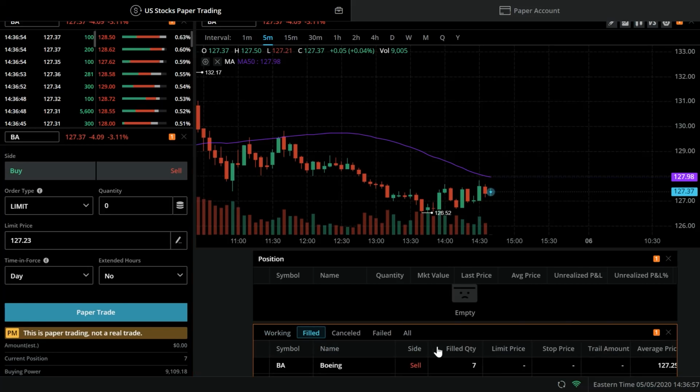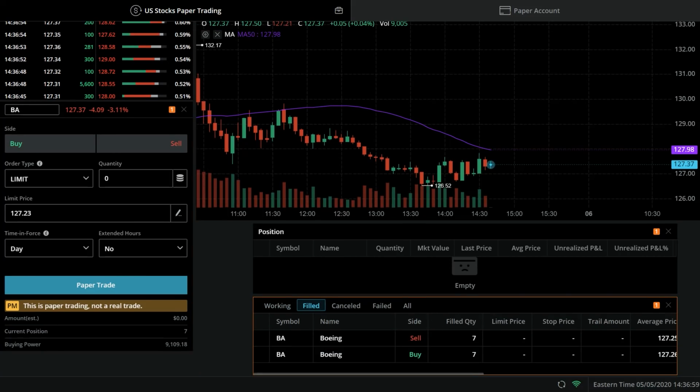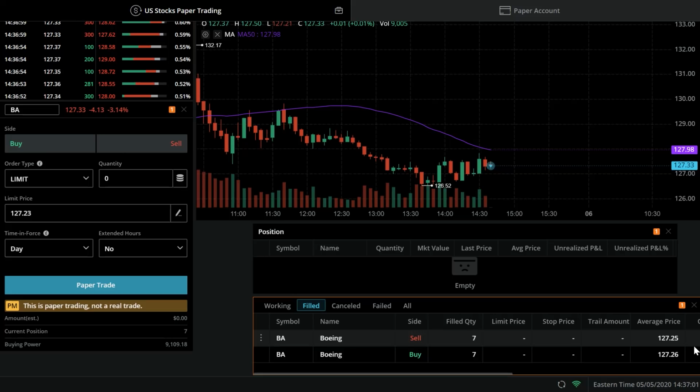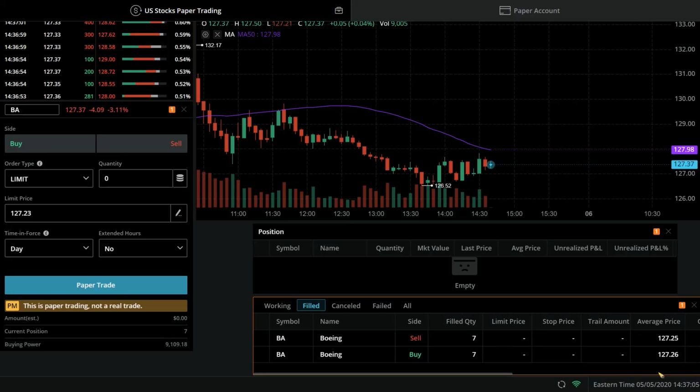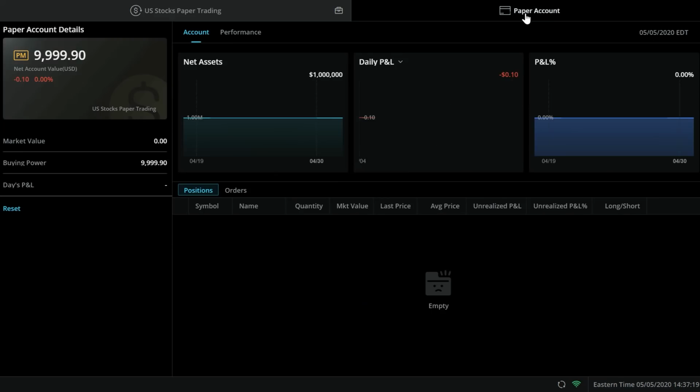So you look down here and you can go through the details and you can see that as far as this was concerned, did I actually take a little loss on that? I did. I lost 1 penny per share. So I bought at 127.26, and then I sold right there for 127.25. So I lost a penny per share. You can see right there. And then you can come over here to the paper account area, and you can see that overall, this will start to track your stats.